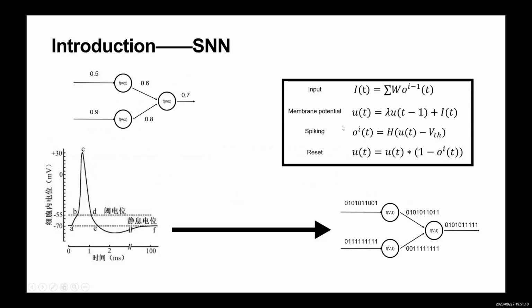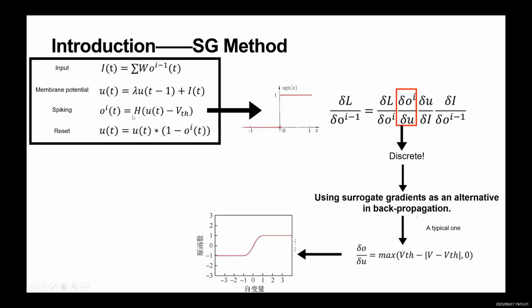Typically, a neuron's behavior can be divided into four parts: getting input spikes, accumulating input as memory potential, generating a spike when memory potential exceeds threshold, and resetting memory potential after generating a spike. As we introduced before, SNN generates a spike when memory potential exceeds threshold. This process is discrete, so the classic BP method can't be directly used.